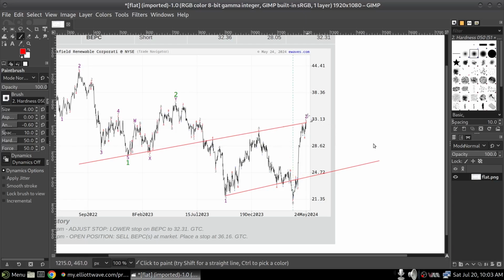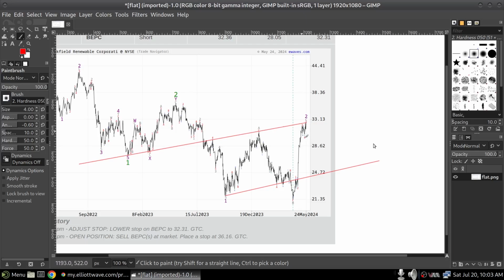Another way of stating this, if my inner nerd comes out for a second, is that the dot product of these two is very close to 1 if you treat these as vectors. So you're basically saying these are pointing in the same direction. They're the same vector right here. Then it's going to say, okay, we have a high likelihood that wave C is done.